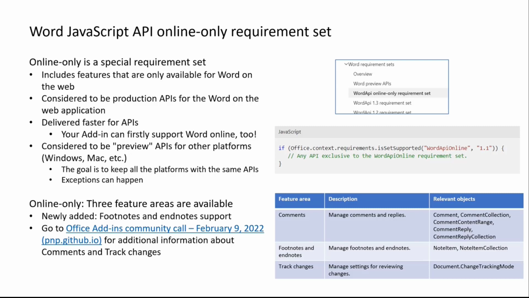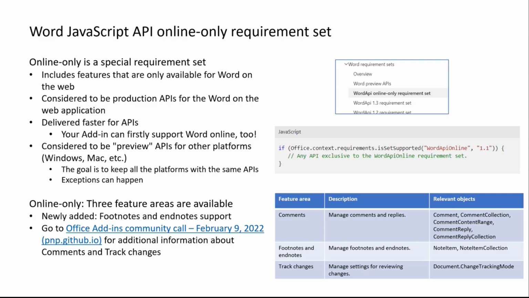Our policy here is that we will make sure in most cases all the platforms will have the same set of APIs. Although we have exceptions, we'll keep those exceptions as small as possible. And now we have 3 major feature areas supported for this online-only requirement set. We have footnote and endnote support, we have comments, and we have track changes.